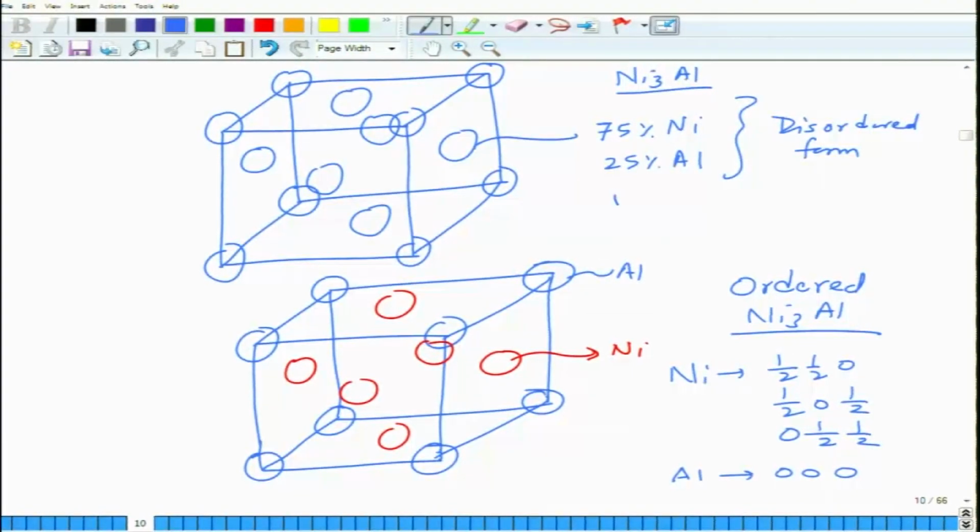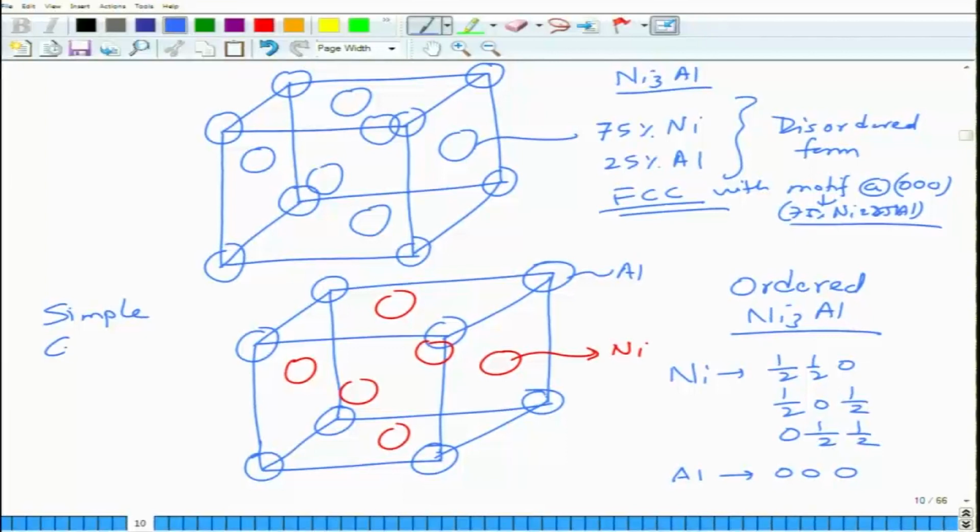So in the disordered case, this is an FCC lattice, with a motif at 0 0 0, and this motif is basically 75% nickel and 25% aluminum. In the ordered case, it is simple cubic, and simple cubic with a 4 atom motif. So this is the motif, the 4 atom motif.